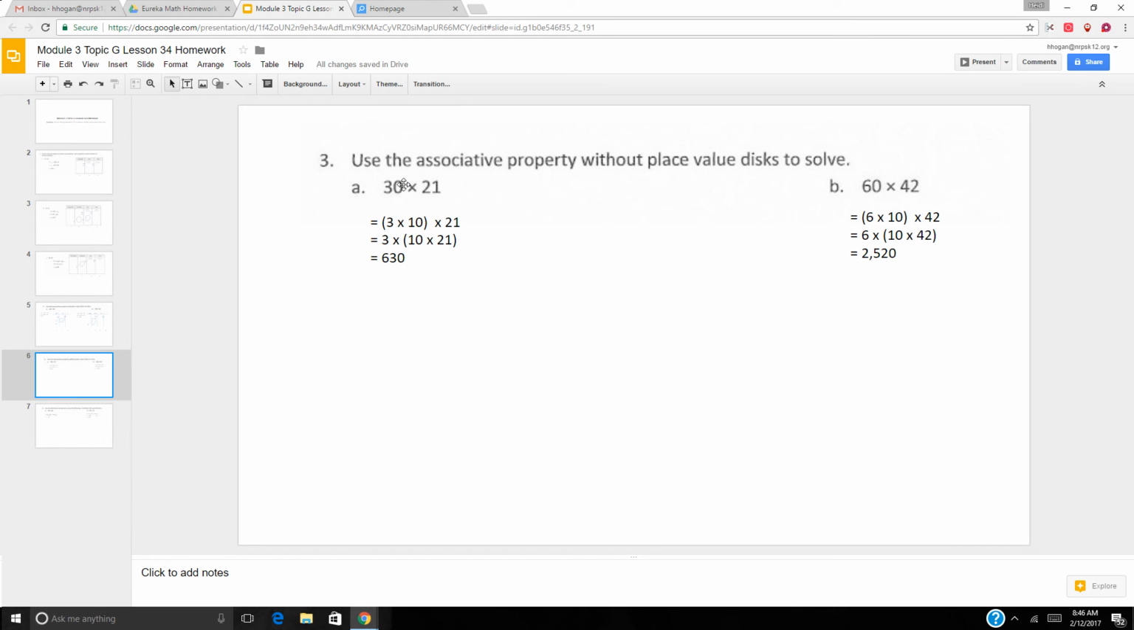Okay. This is without the place value discs. So 30 times 21. 30 can be 3 times 10 times 21. But we move the parentheses so that it's 10 times 21 3 times. 10 times 21 is 210 3 times, which is 630. You may have to do some work down here. You should know 21 times 10 is 210. 60 is 6 times 10 times 42. We move the parentheses so that 10 times 42 we know is 420 times 6. You'll probably have to do work down here to get 2,520.